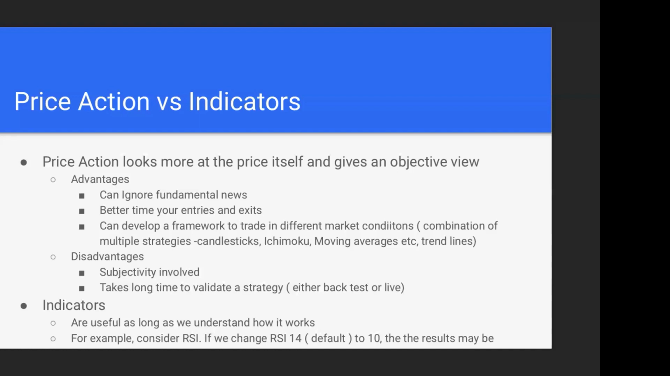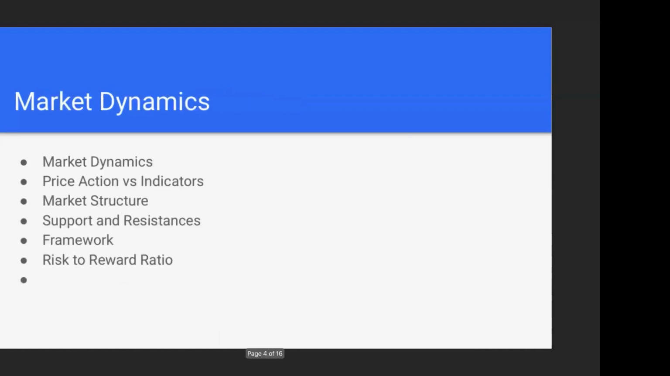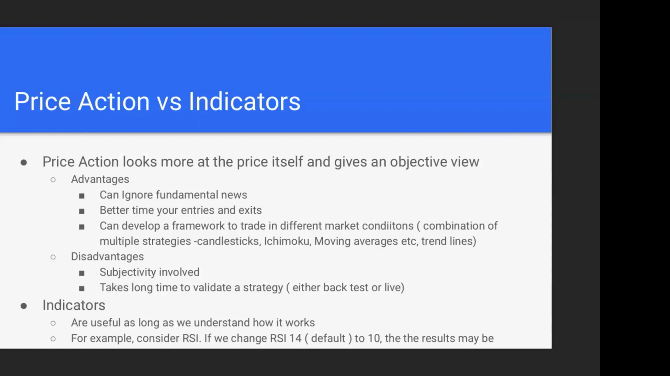Now, the second stage we are talking about is price action. When I say buying pressure or selling pressure, that means price action. When you look at a chart, if the chart is telling you there's a lot of buying pressure, you want to be with that market. You don't want to say, I want to go against it and sell, right? That's going against the trend. So price action means you're looking more at the price itself, and that gives you an objective view of the market.